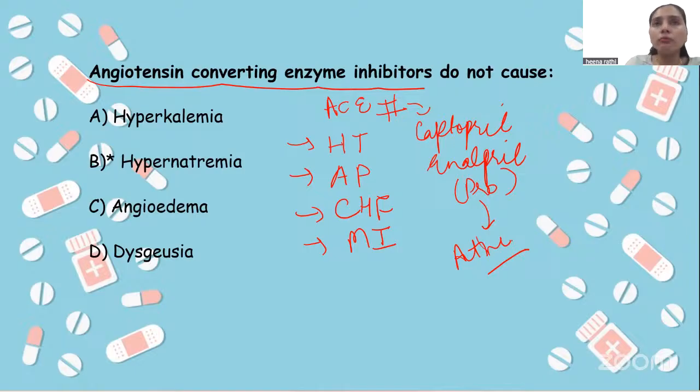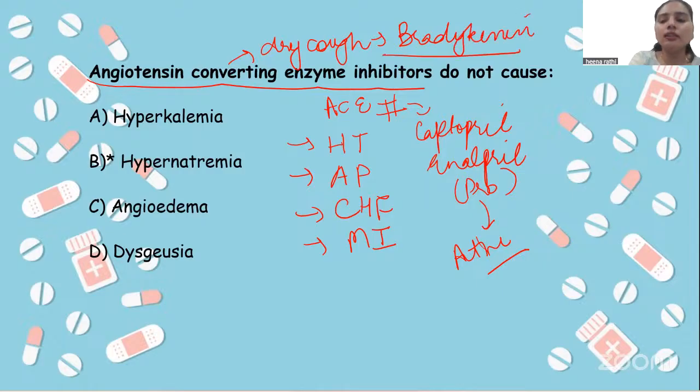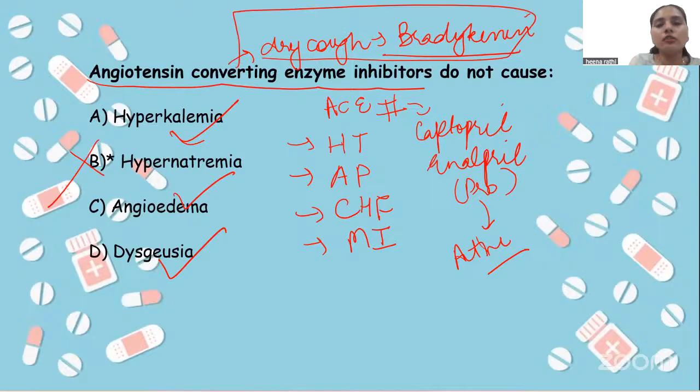The most unique adverse effect created by ACE inhibitors is the dry cough, because it leads to the degradation of bradykinin. Degradation of bradykinin leads to dry cough. Apart from the dry cough, the other adverse effects are hyperkalemia, angioedema, and dysgeusia. These are all adverse effects seen with ACE inhibitors. Hyponatremia is not seen.